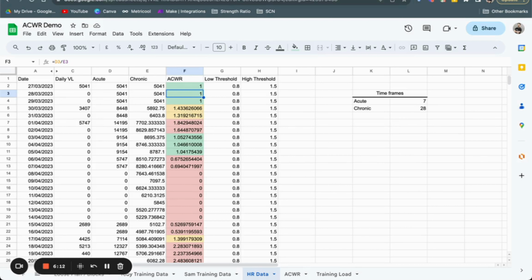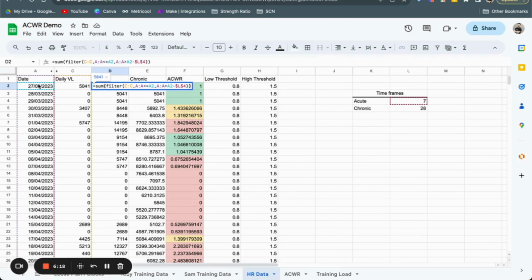The other important thing to remember is that on this acute, I've included today and anything less than 7 days ago. So that is today and 6 days prior. That was because I would normally assess where I was at the end of the day. So I wanted to take today's volume into account and look at my acute chronic work rest ratio, so then I could plan or adjust my session there.